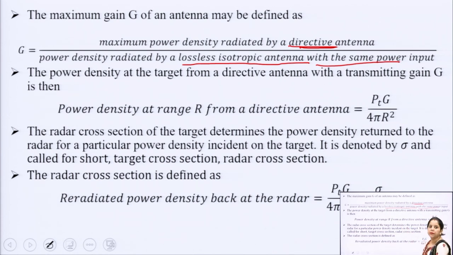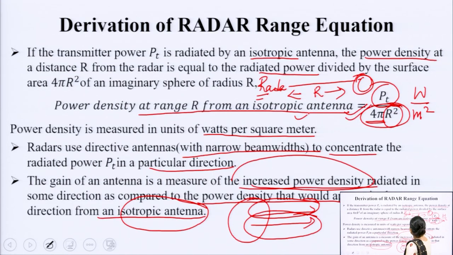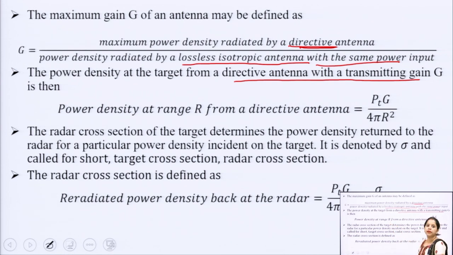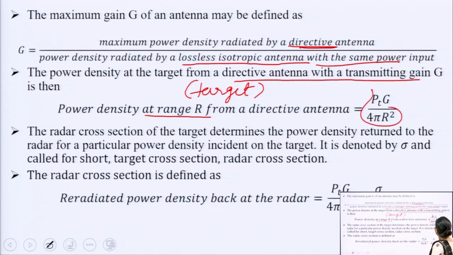Now here comes the statement of our gain. The power density at the target from a directive antenna with a transmitting gain G is then given as follows. Till now we have calculated the power density at the transmitting section. Now the antenna has a gain of G, and in this statement we are going to calculate the power density at a range R, where our target is. The power density at a range R from the directive antenna is our power density at the transmitting end multiplied by the gain of the antenna. You can see P_T upon 4 pi R squared, into G.